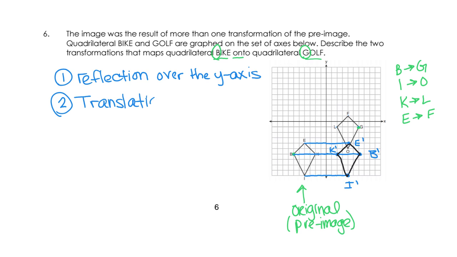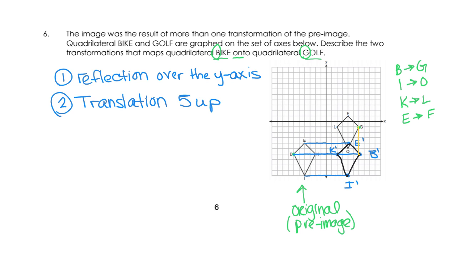What's weird about this translation is that you don't have to move any left or right. Okay, all we have to do is push it up, but how many? So in order for B to go onto G, we have to go up 1, 2, 3, 4, 5. Okay, so this will be a translation of 5 up.